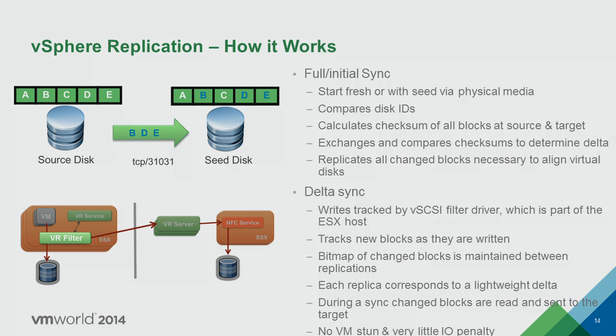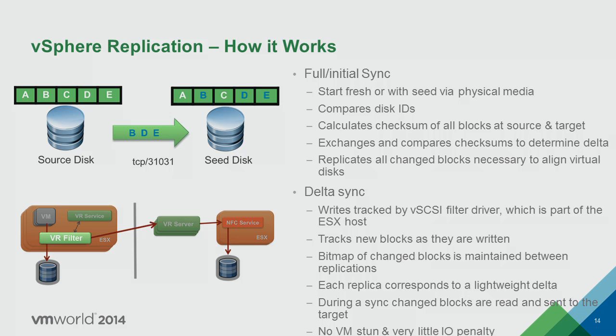One is the full or initial sync, and you have two options there. You can start fresh and just send your data over, begin replicating it, or you can seed your VMs using physical media. So if you have, let's say, a couple hundred VMs, terabytes of data, you just want to put that on some physical disk, ship it over to your secondary site, and use that as a seed.